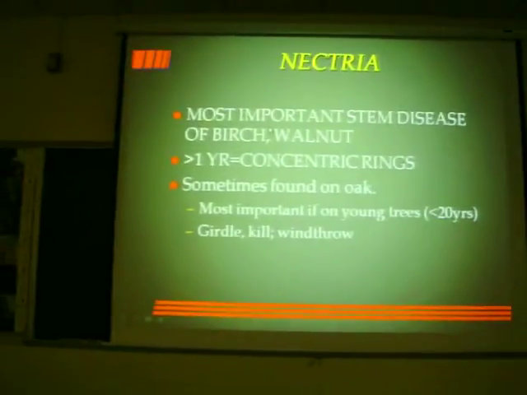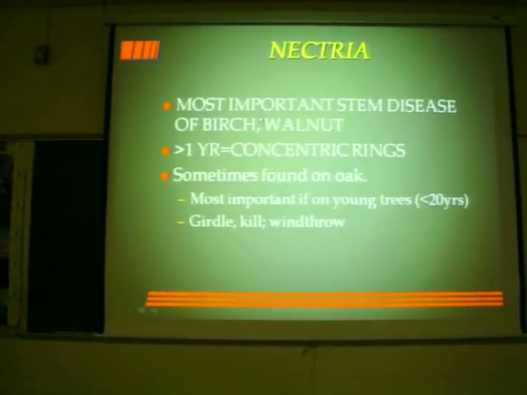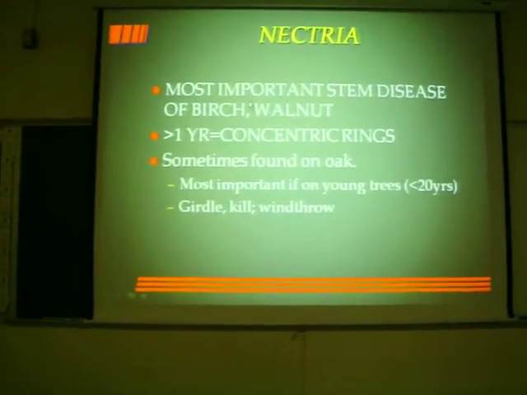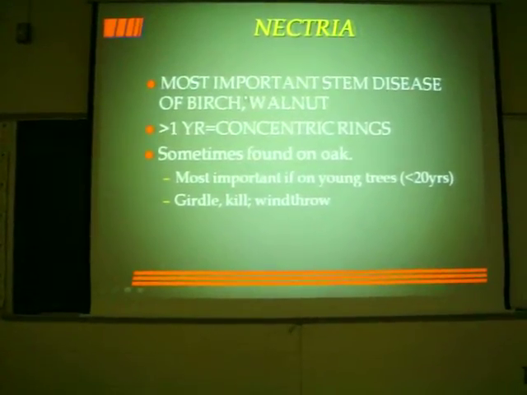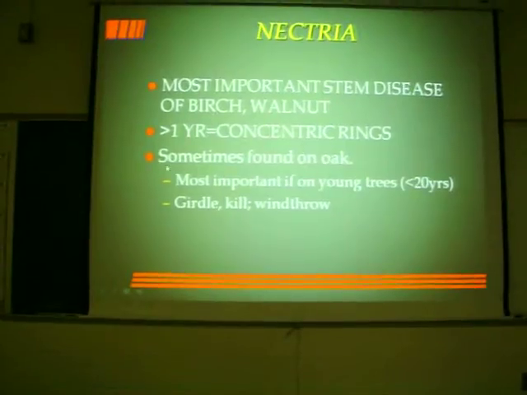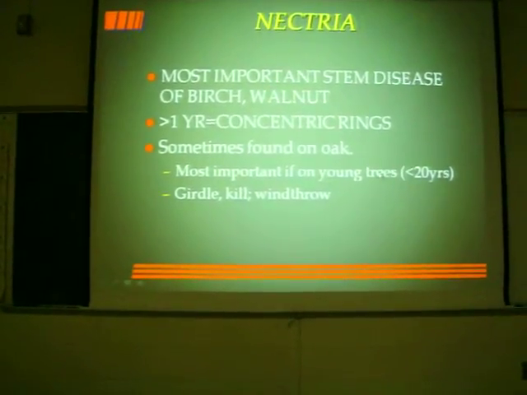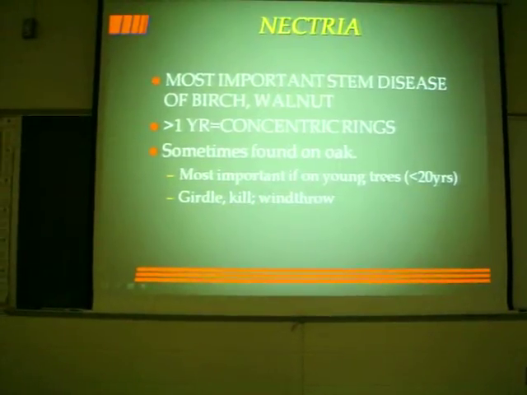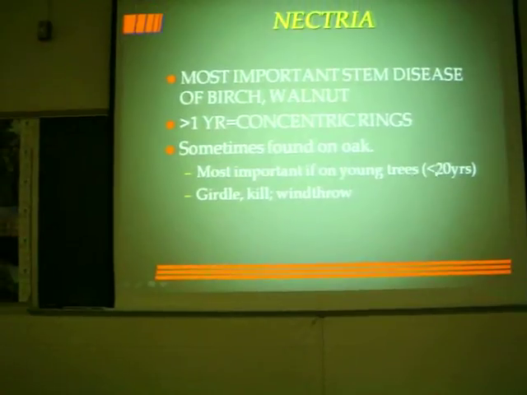Nectria canker is our most important stem disease. You see a lot of times the cat faces on birch and walnut. If the Nectria canker has been there for more than 1 year, you'll see concentric rings. Most important on young trees because it will basically stunt their growth, or it can actually kill them if it becomes too bad.